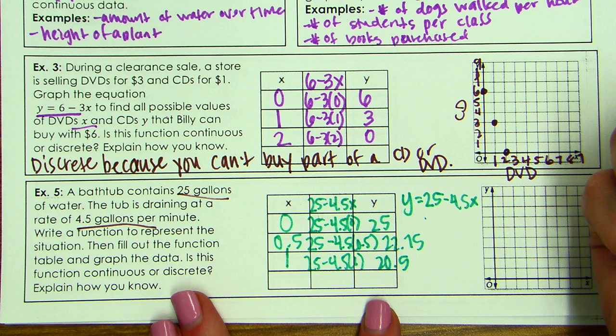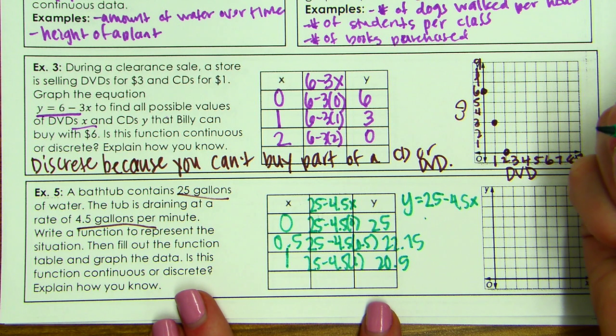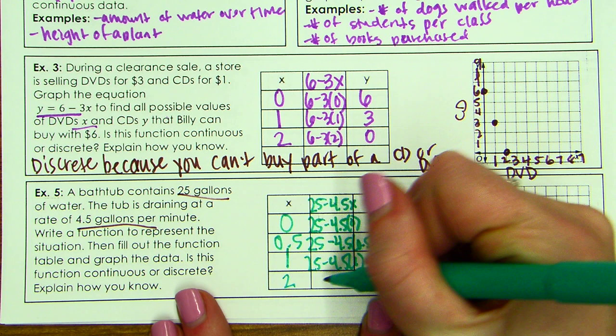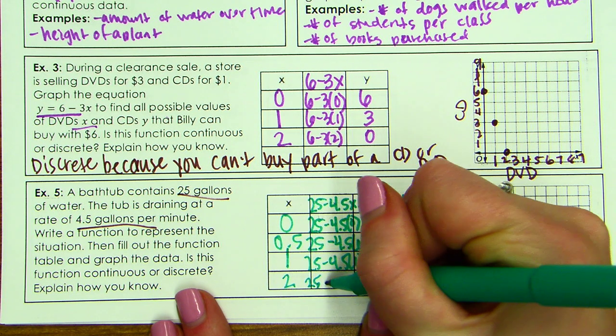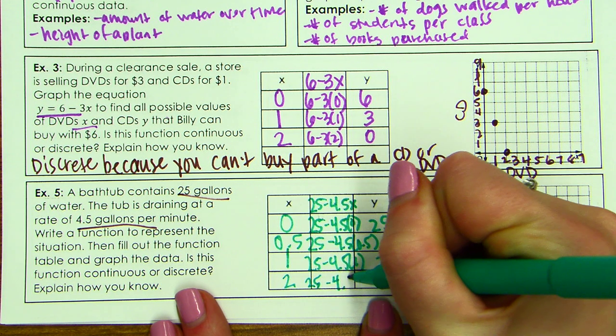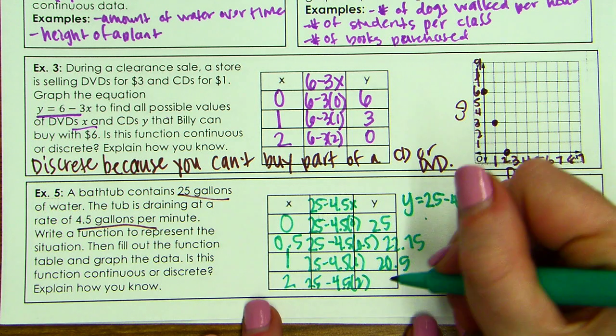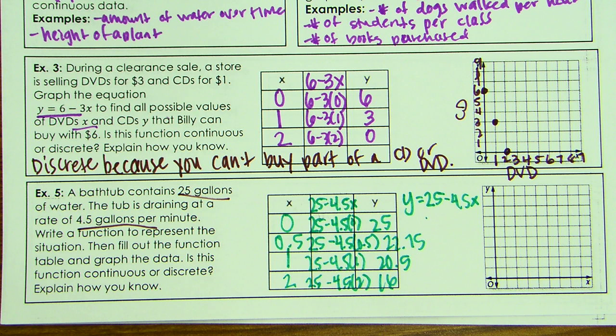And next, I could plug in 2.5 if I wanted. I could plug in 2.1. I could plug in 1.1. I'm just going to plug in 2. You could plug in any value you really wanted, that's positive. 4.5 times 2 is 9. 25 minus 9 is 16. So now I have some data points that I can graph.